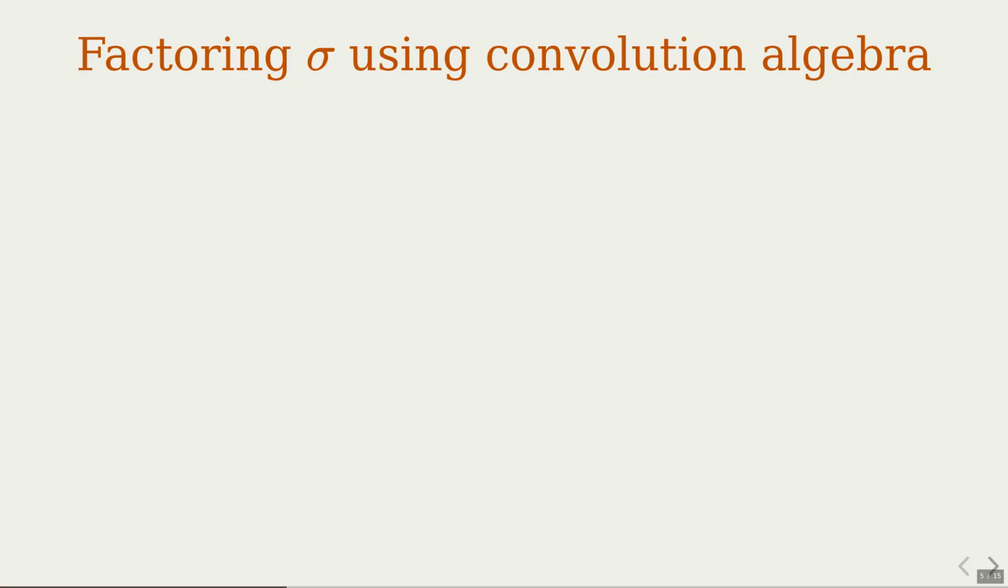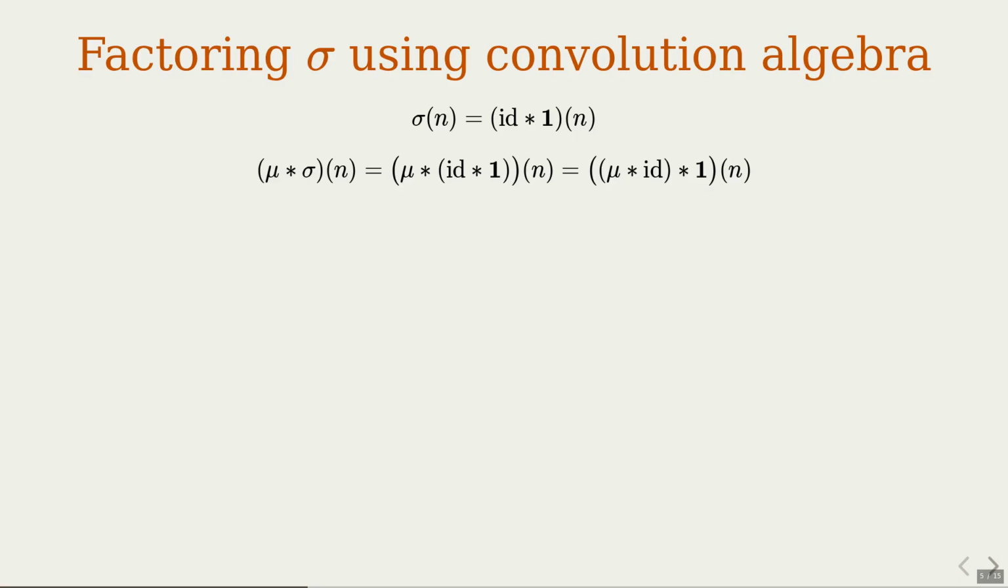If we can rewrite sigma that way, then mu star sigma should break apart nicely. We can write sigma of n as the convolution of the identity function, which sends n to n, with the constant function 1. Using associativity of convolution, we can regroup the product mu star sigma as mu star identity, all of that star 1. So the constant function 1 just ignores n and always returns 1.